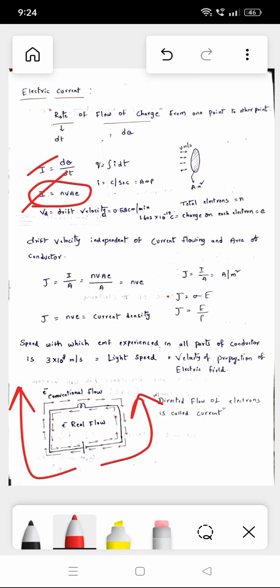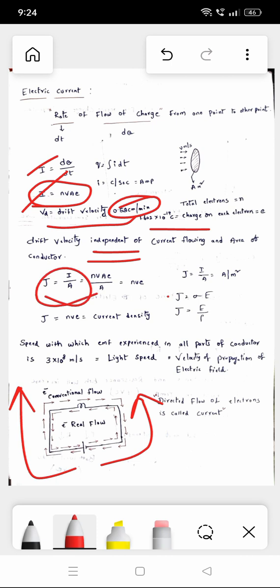Drift velocity is always constant, that is 0.58 centimeters per minute. One electron charge is 1.602 into 10 to the power minus 19 coulombs. So drift velocity is independent of current. So one thing మనకి ఒకటి గుర్తుంచుకోవాలి, drift velocity is always independent of current. That means drift velocity is always a constant of electron, that is equal to 0.58 centimeters per minute. You know the usual current density J is equals to I by A. The speed of the EMF is equal to 3 into 10 power 8 meters per second. That means it is equal to light speed.